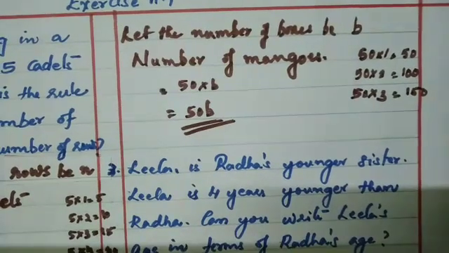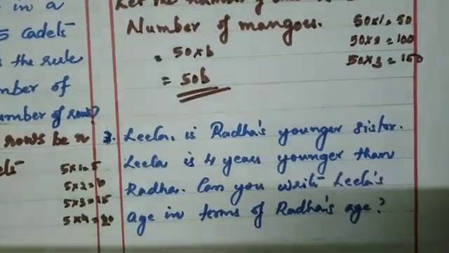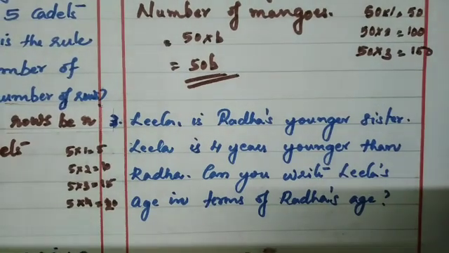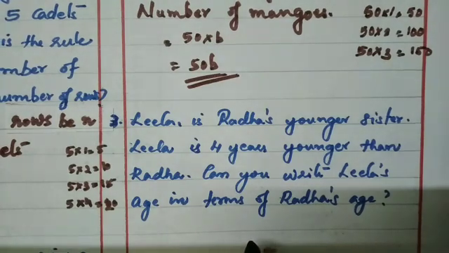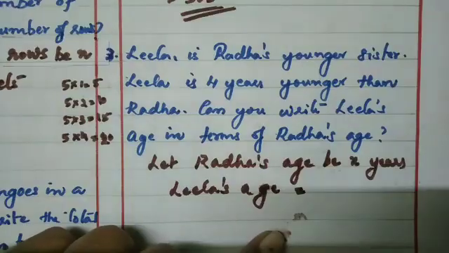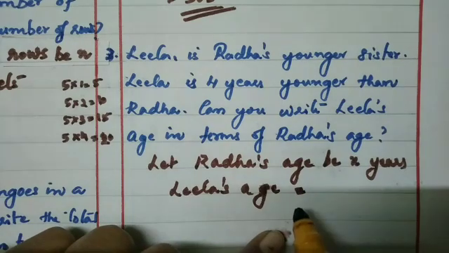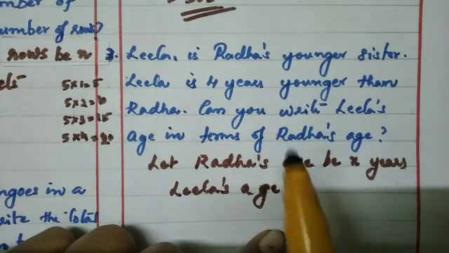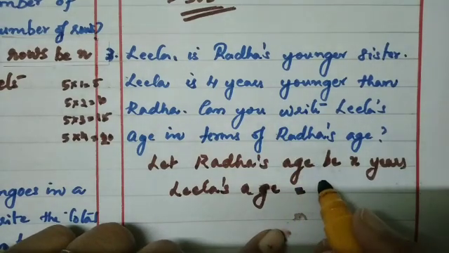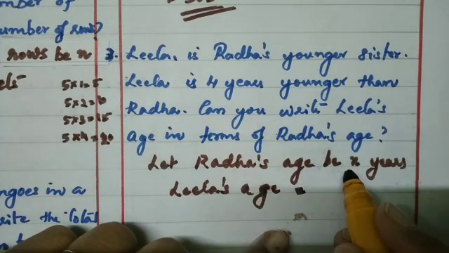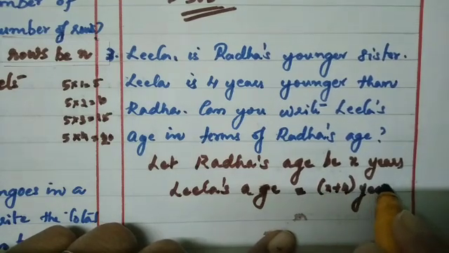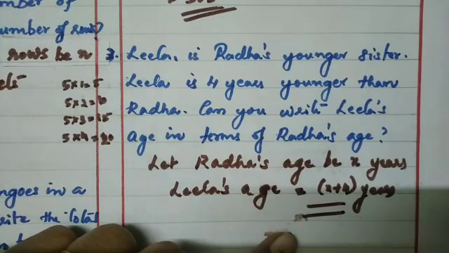Okay. Then next question. Leela is Radha's younger sister. Leela is 4 years younger than Radha. Can you write Leela's age in terms of Radha's age? Let Radha's age be x years. Then how do you find Leela's age? Leela is 4 years younger than Radha. Then you write x minus 4. Okay, x minus 4 years. Okay, x minus 4. Did all of you understand?